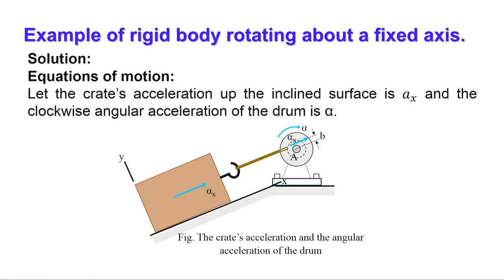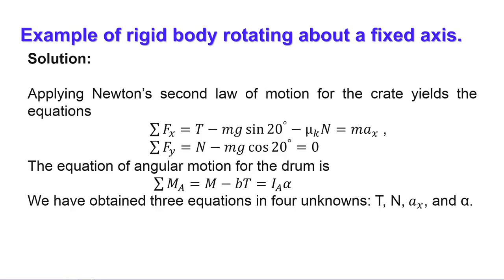Now, the equation of motion. We will write the equation of motion just for the crate. On the crate, we take all the forces F x and F y and equate them to m times acceleration, applying Newton's second law.